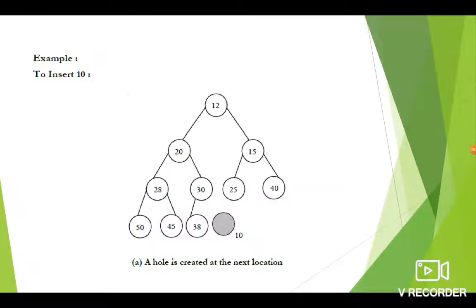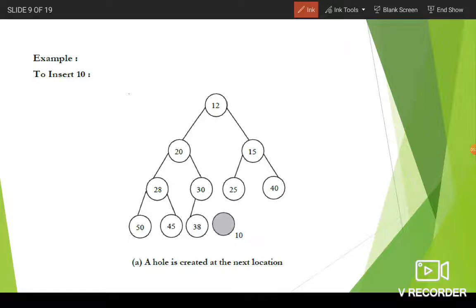So we move on to the example. This is a binary min heap because for every node X, its parent contains a minimum value. I am going to insert the value 10. So first I have to create the hole. After creating the hole, don't forget the hole must be created in the next available location. You cannot create the hole anywhere. It should be created in the next available location. And after creating the hole, we have to check whether 10 can be placed in this hole without violating the heap order property.